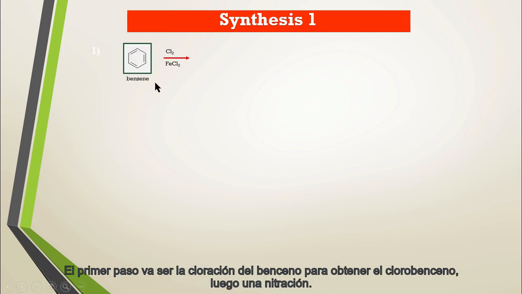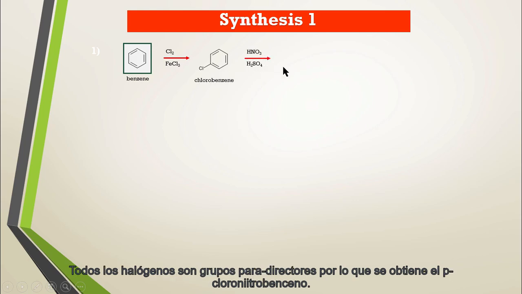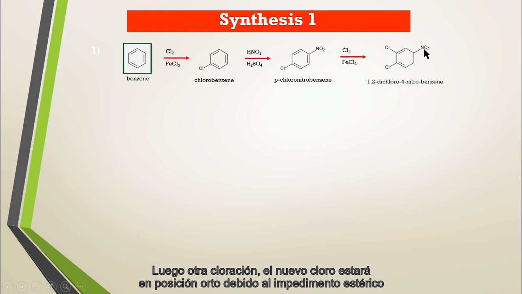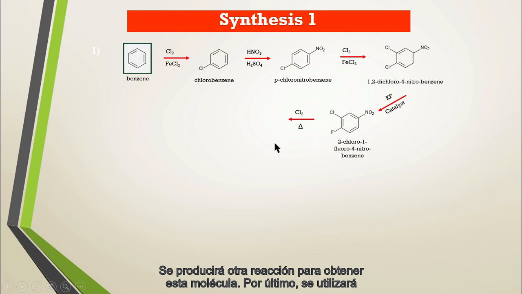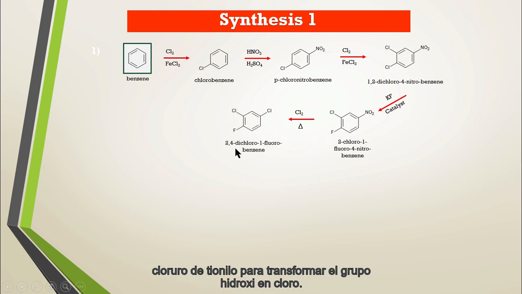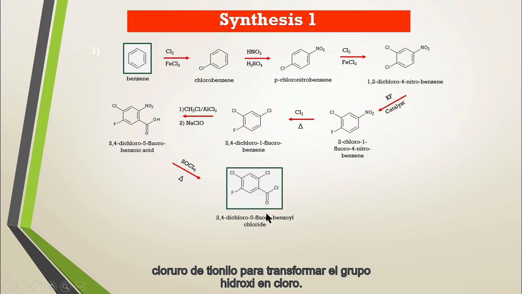The first step is going to be the chlorination of benzene to get chlorobenzene. Then nitration. All the halogens are para-directing groups, so the para-chloronitrobenzene is obtained. Then another chlorination. The new chlorine will be in ortho position because of steric hindrance. Then fluorination. Another reaction will happen to get this molecule. Finally, thionyl chloride will be used to transform the hydroxy group to chlorine.